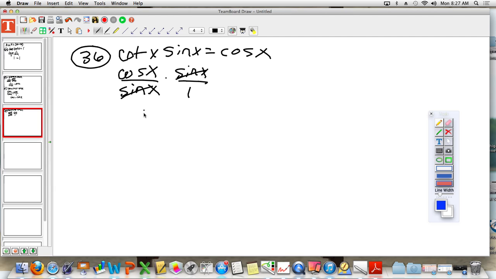What do you get? Cosine x over 1. Let's try it. Equals... cosine x. I got a question real quick. Yes. So we only switch the first one, because you put the sine over 1.